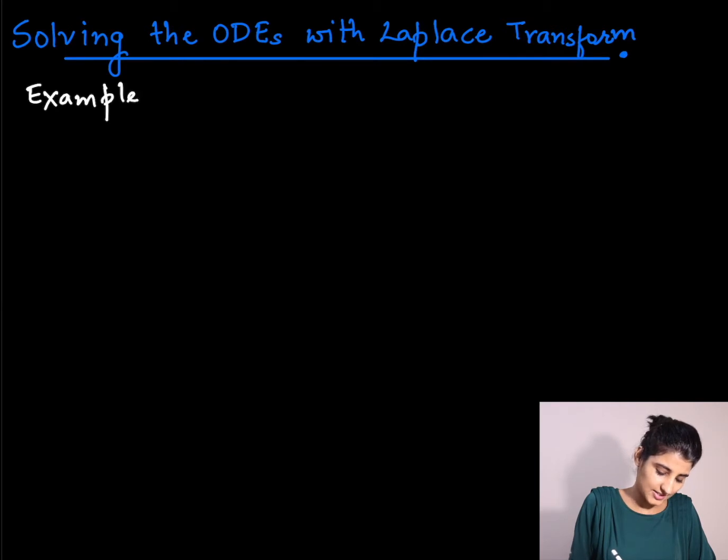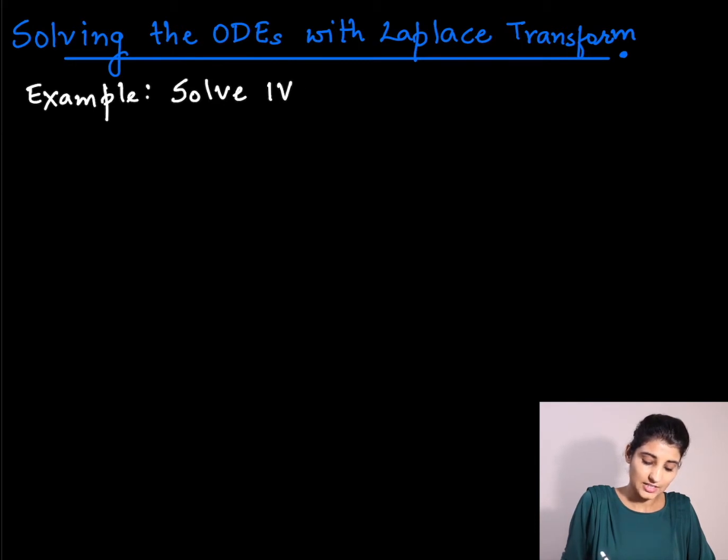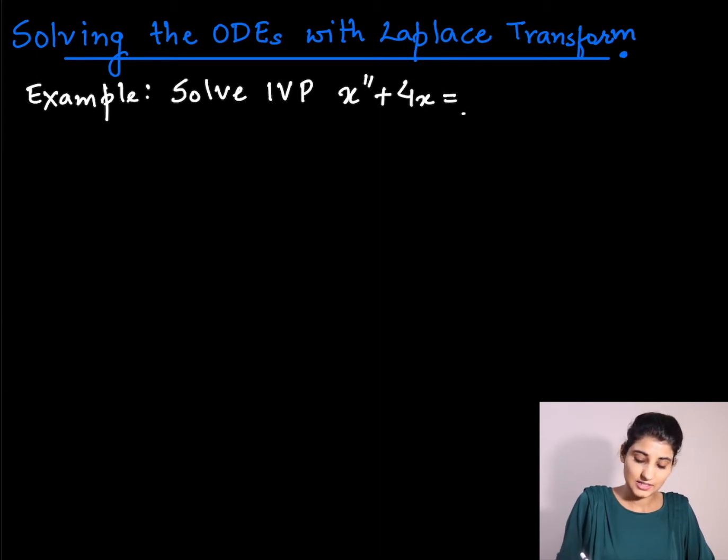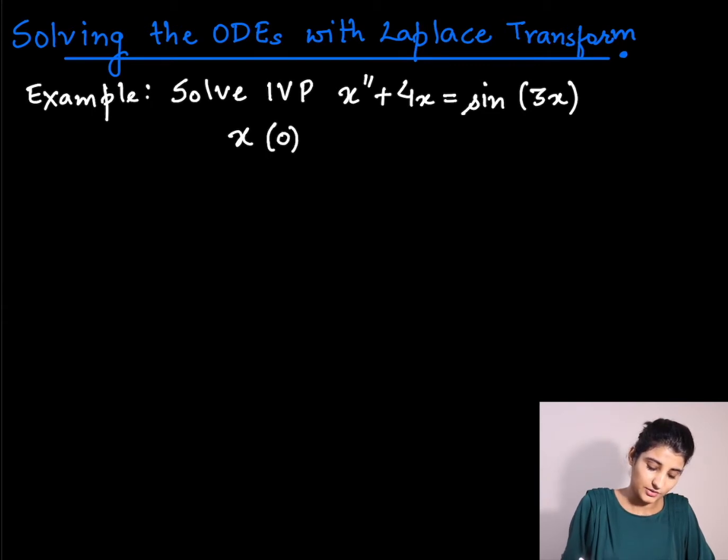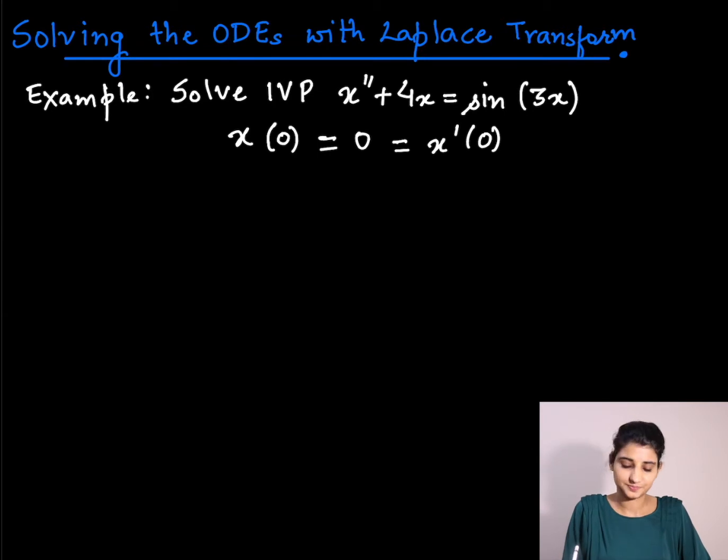So our first example is: solve the initial value problem. By IVP I mean initial value problem. x double prime plus 4x equal to sine 3x, and the initial conditions are the value of x at 0 is 0, the value of x, the first derivative at 0 is 0. Okay, so let's start.